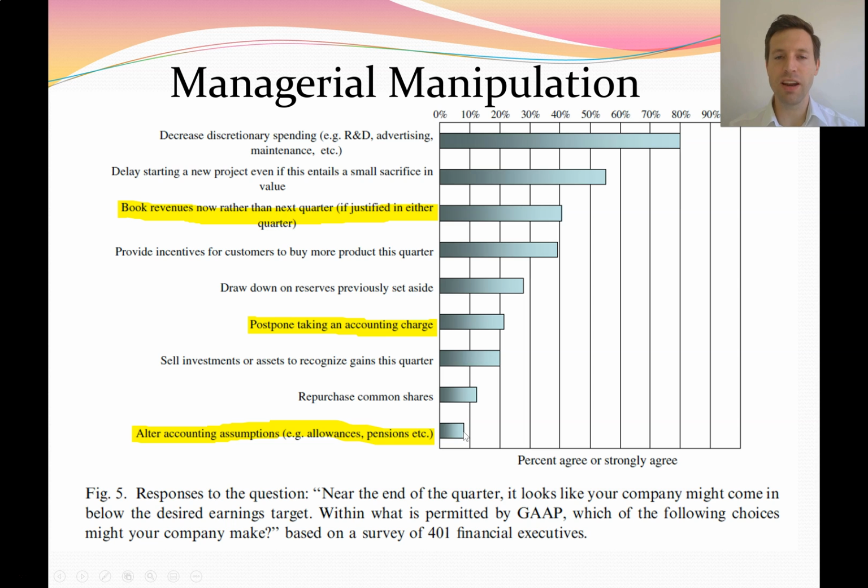So these are managers saying, if we're going to be short on our earnings targets, we've got all these different ways we could achieve that. Some of them will be actually changing our business behavior, such as reducing spending, whereas these ones in yellow might actually be making accounting choices that could get us to reach our targets.